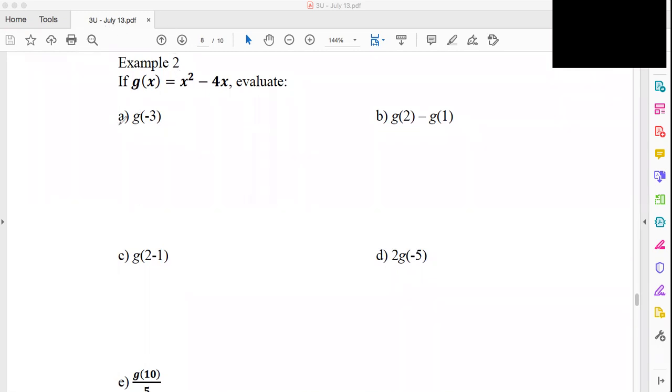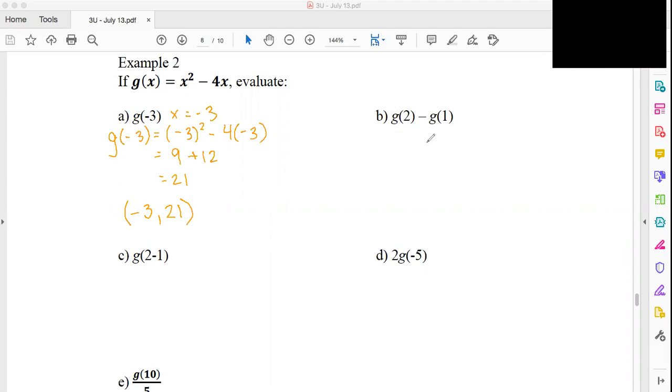So we're going to do the same thing here. Our x is going to be equal to -3 in our function. So -3 squared minus 4 times -3 is equal to 9 plus 12, which is 21. Okay, and we're going to put it in an ordered pair just so we get some practice. So our x value in that was -3 and our y value was 21.